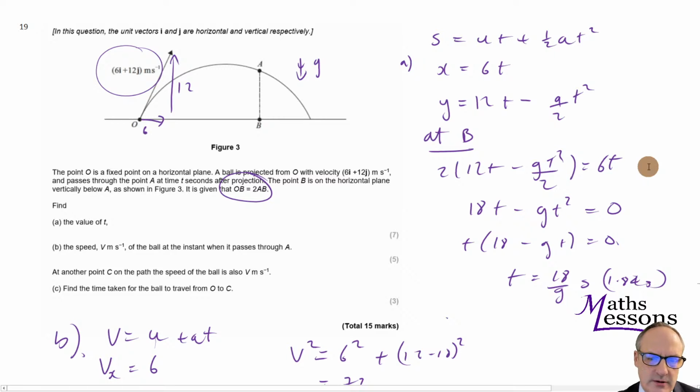Okay, let me just quickly pan back through this question again here. So I'm using the position here, s equals ut plus a half at squared. That's my x position given by my initial velocity in the x direction, 6, times t. And we're told at B that OB was equal to 2AB. So therefore this x distance is going to equal twice this y distance to get this equation here. And then I just go through and solve that equation.